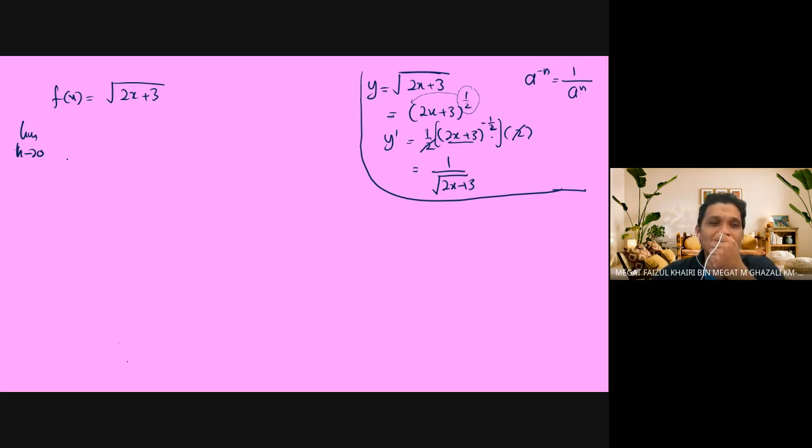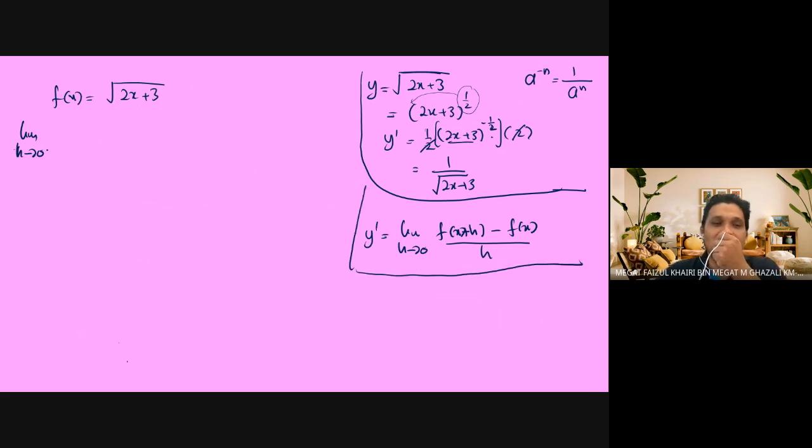Okay, so for this one here now, again, limit of h approaching 0, f(x plus h) minus f(x) divided by h, y prime, dy dx.